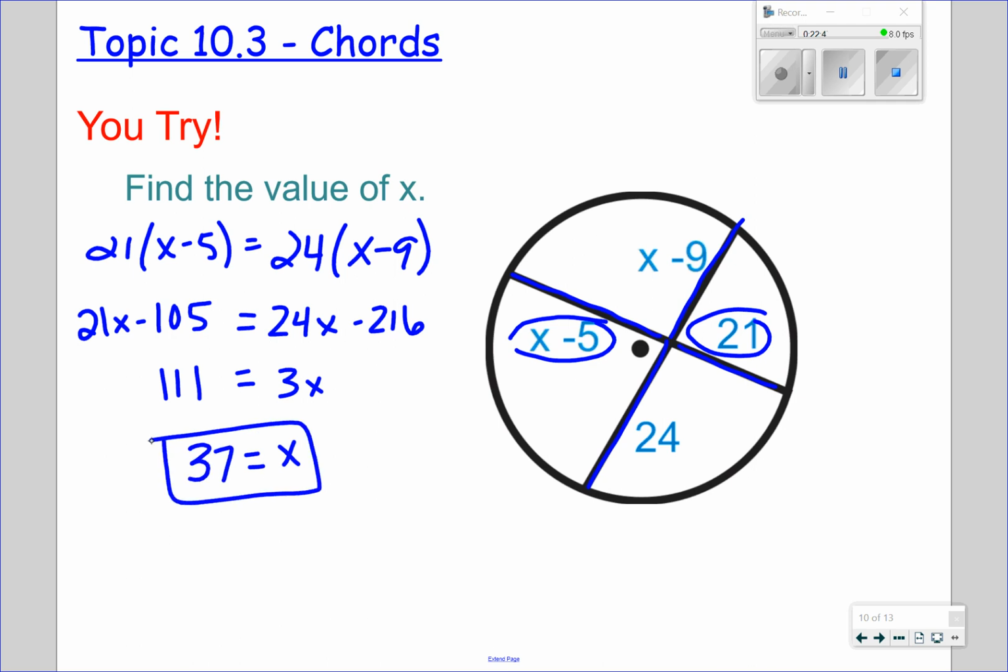This one didn't ask for any specific chord measures or segment lengths, but just understand if it did ask you to do that, you could just substitute that value in.